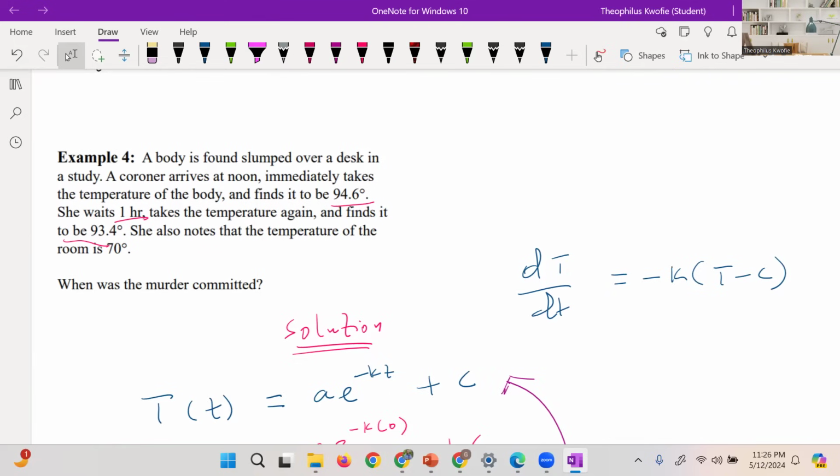Now, remember that at the time the coroner arrives to take the temperature of the body, it was found to be 94.6 degrees. Remember the body was found slumped over a desk, right? Good. That was the time that the murder had occurred. Now, at the time the coroner arrived to take the temperature of the body, it was found to be 94.6 degrees. So which means that the person could have had a normal temperature of about, let's say, 98 point something degrees before the murder occurred. Before the murder occurred. Is that okay? Does that make sense?